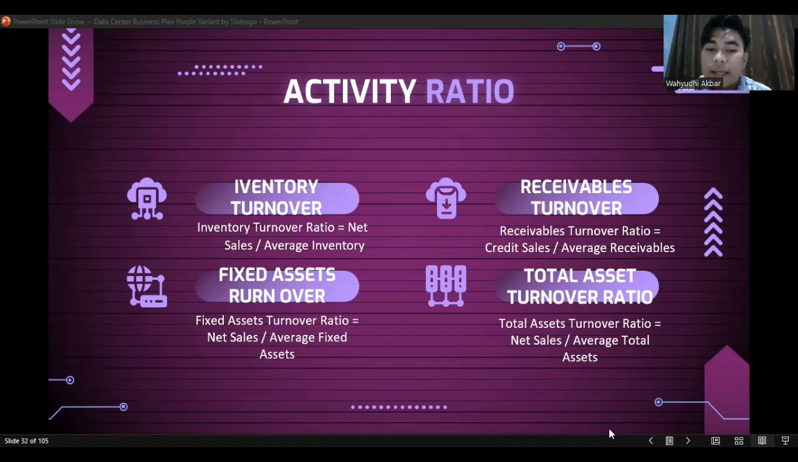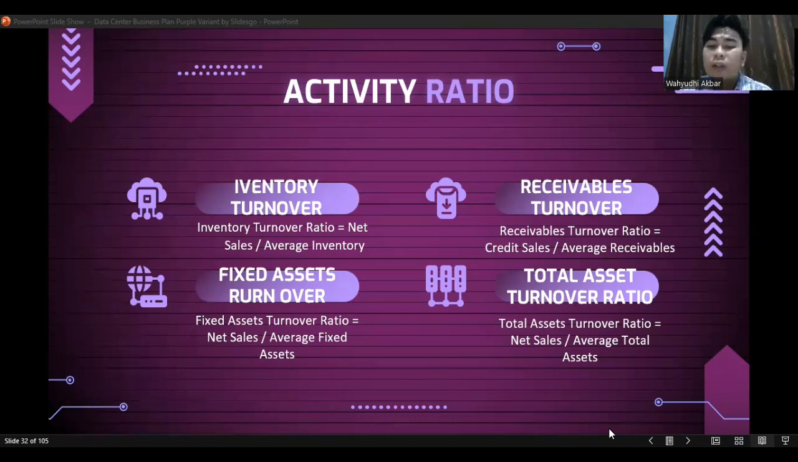The formula is fixed asset turnover ratio equals net sales divided by average fixed assets. The last one, we have total asset turnover ratio. The total asset turnover ratio measures the efficiency with which a company uses all of its assets to generate sales. The formula is total asset turnover ratio equals net sales divided by average total assets.